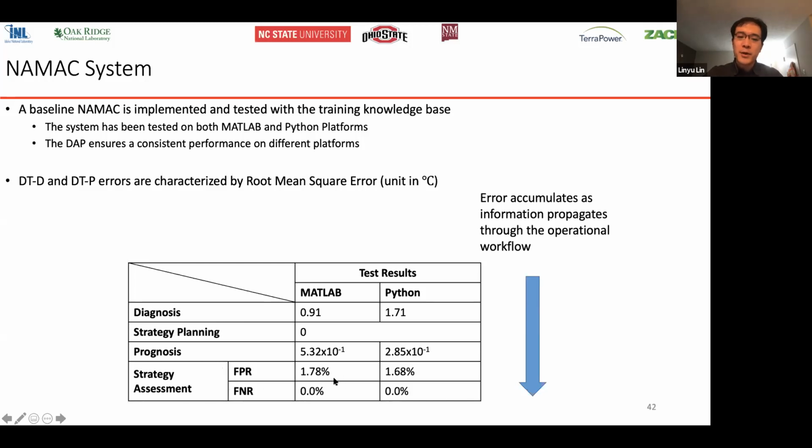1.68 false positive rate for Python and 1.78 for MATLAB. Both of the false positive rates are quite small and acceptable. And there are no false negatives, because false negatives have fatal consequences, and we have a 0 false negative rate, which means the NAMAC performance is quite acceptable, quite good.